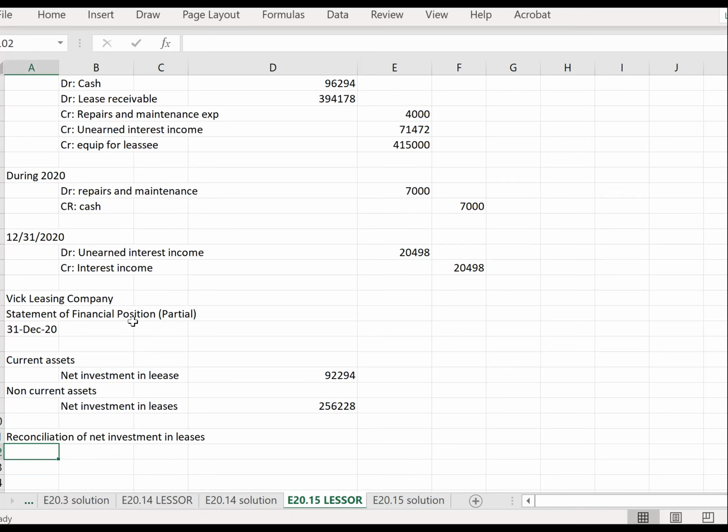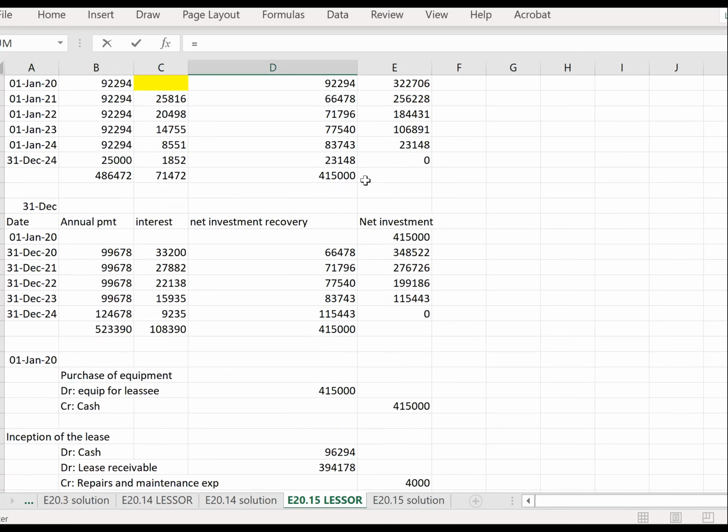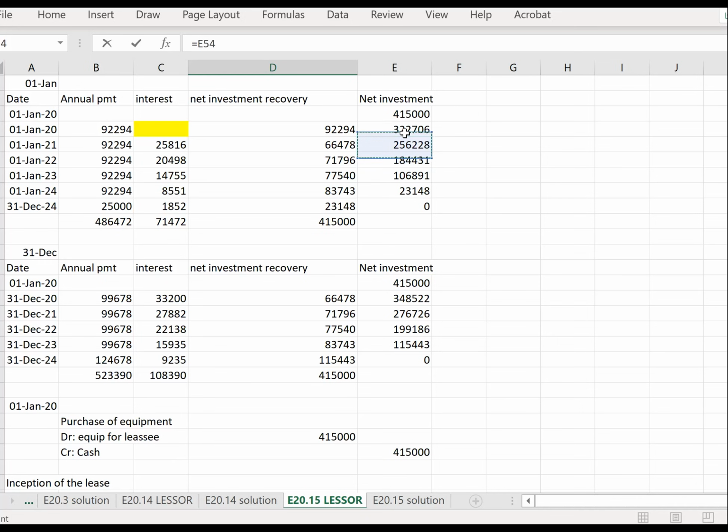So we're going to have the beginning balance after the first payment. And we've got all the numbers right up here. So after the first payment, we've got, sorry, up here, 322,706.